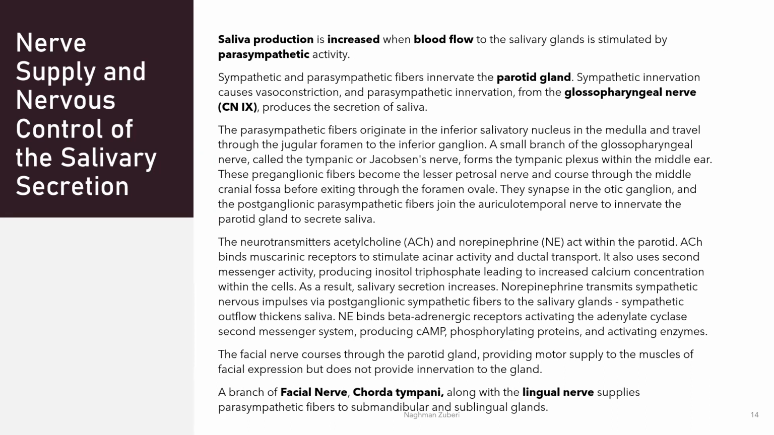The facial nerve courses through the parotid gland providing motor supply to the muscles of facial expression, but does not provide innervation to the gland. I have already mentioned that. A branch of the facial nerve, chorda tympani, along with the lingual nerve, supplies the parasympathetic fibers of the other two salivary glands, that is the submandibular and sublingual glands.